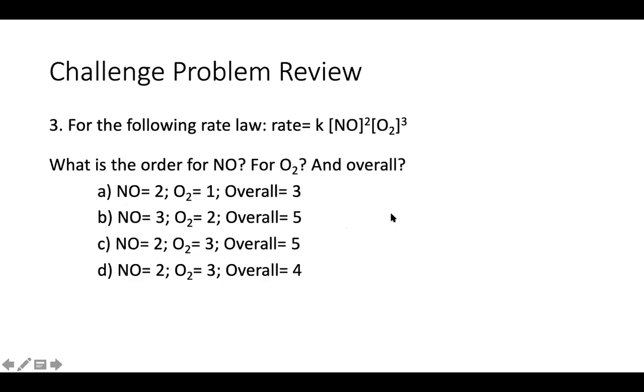Okay, and so then lastly, it's just what's the overall order? You'd add 2 plus 3. The overall order is 5. So the answer to this one should have been C.